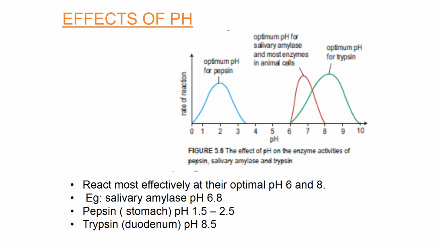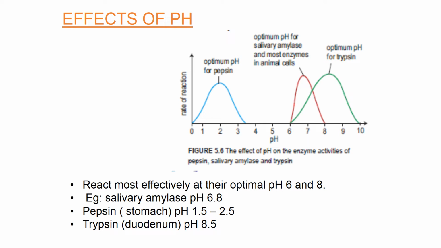Next, we will discuss another factor that will affect the rate of enzyme reaction, which is the pH. The enzyme will react most effectively at its optimal pH, which is in the range between 6 and 8. For example, salivary amylase works best at pH 6.8.